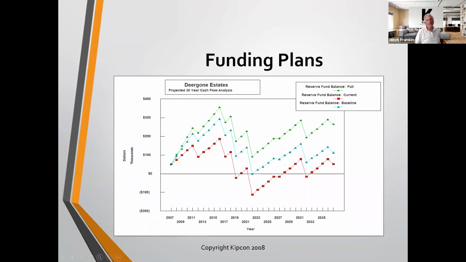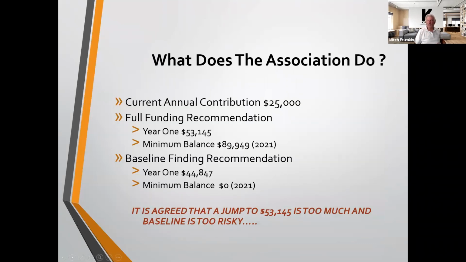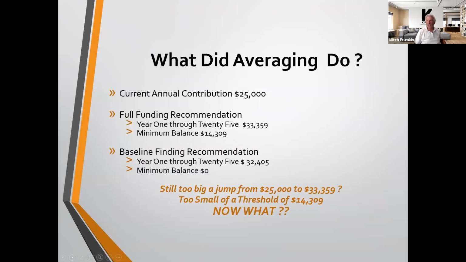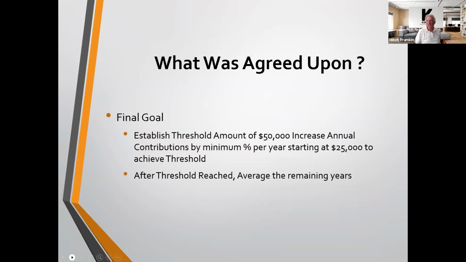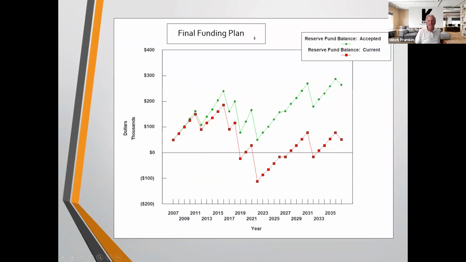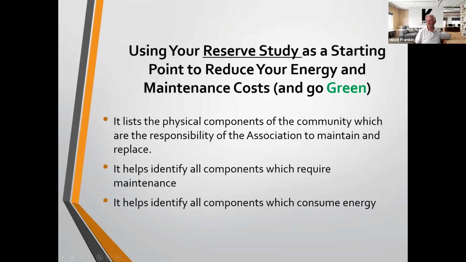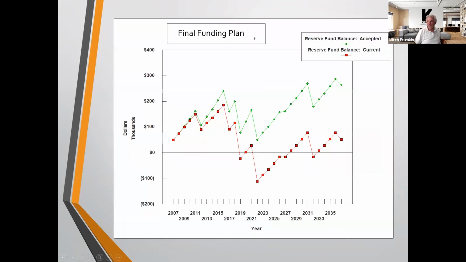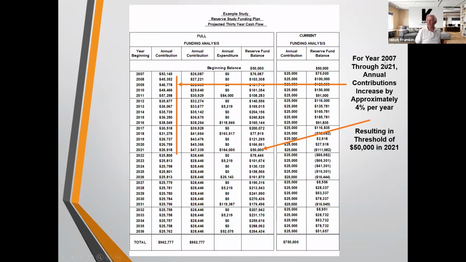All right, so take a look at the funding plan. This just shows, in this example, it did exactly what I was talking about. The association went through the whole process and said, it's too big a jump. How do we get there? So what they decided to do was, for year 2007, the first 14 years, they're going to increase their annual contributions by 4% a year, and they want a threshold of $50,000.